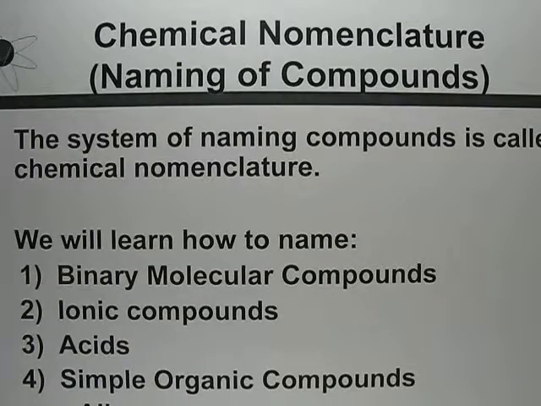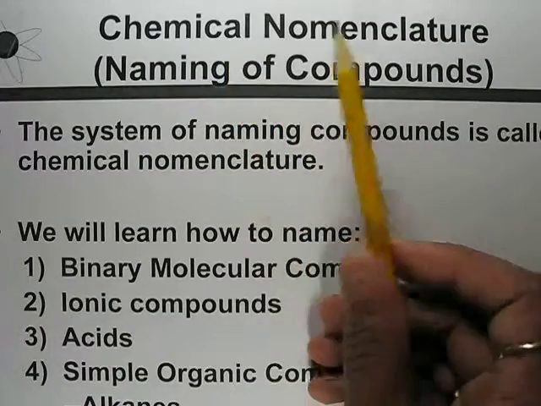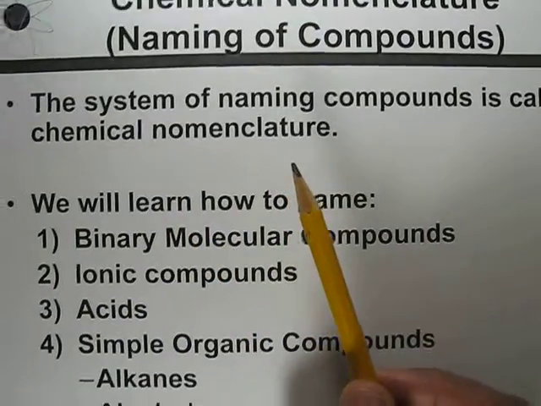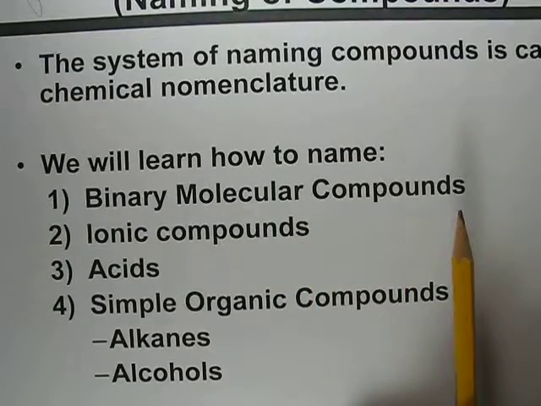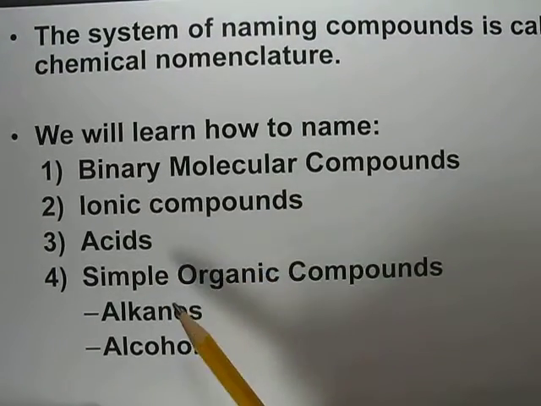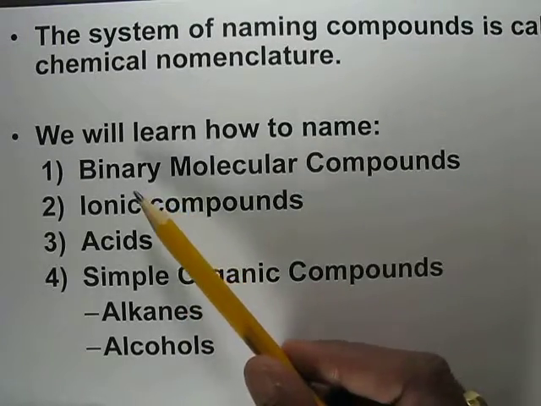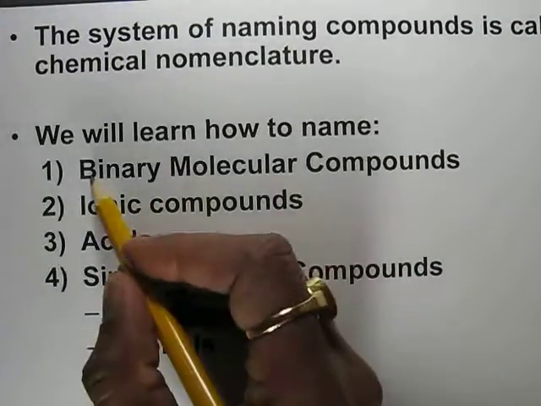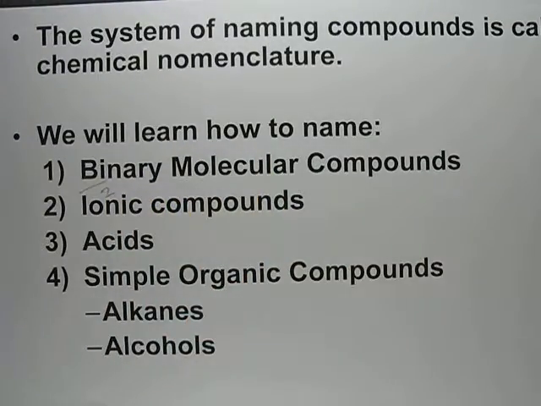Hello, in this video we will understand the naming of compounds, also called chemical nomenclature. The system of naming compounds is called chemical nomenclature, and we will review how to name binary molecular compounds, ionic compounds, acids, and simple organic compounds such as alkanes, alcohols, etc. First we will understand the binary compound. Binary, bi means 2, so binary basically means two-element compounds.